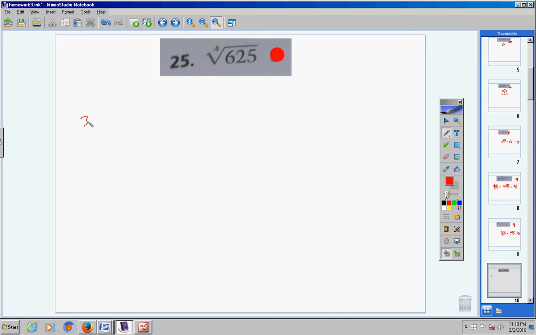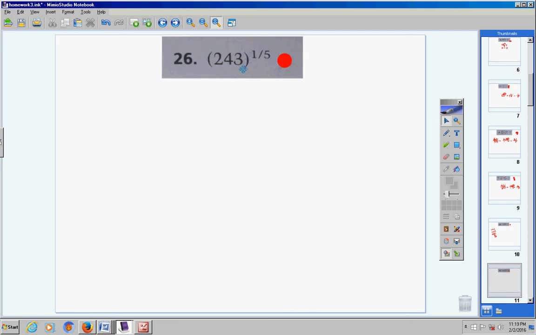We know it's not 3. That's 81. Maybe 4? 64... no, that's not it. I think 5's going to be it, because 5 times 5 times 5 is 125, times 5 is 625. So there, I did it without using a calculator. The fourth root of 625 is 5 because 5 times 5 times 5 times 5 is 625.